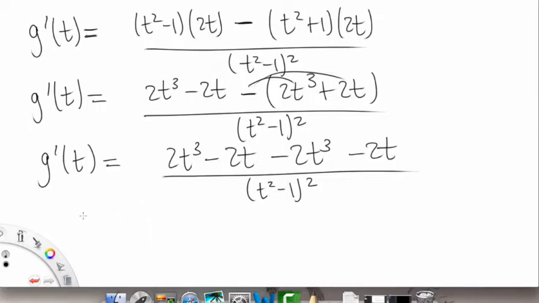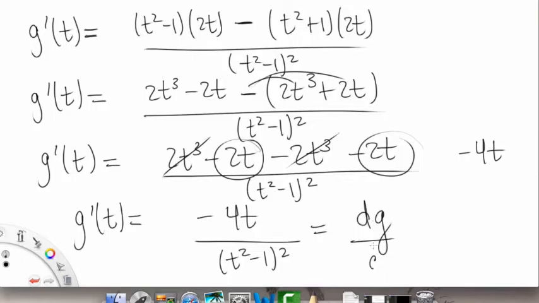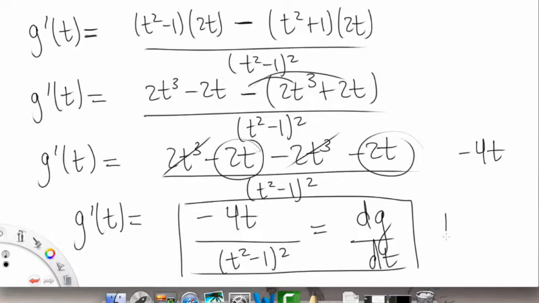Okay, so then g prime of t is equal to, so we see the 2t to the third, and the minus 2t to the third, those cancel, and these negative 2t's combine to make a negative 4t on the top. So what we have is negative 4t over t squared minus 1 quantity squared. This is our g prime of t, also known as dg dt. And this is not what the question was asking for. The question asked for this thing evaluated at t equals -2, so let's plug it in on the next slide.